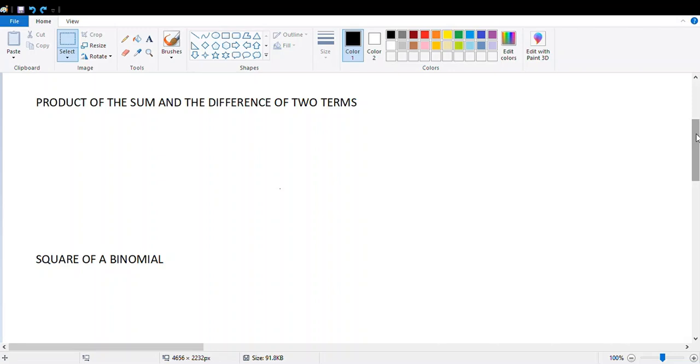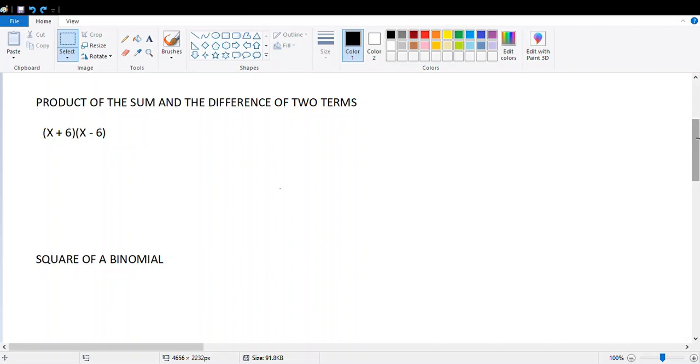Product of the sum and the difference of two terms. This is the example that we are going to use to explain this method: x plus 6 times x minus 6. Hey, be focused on the title of the method. Product of the sum and the difference of two terms. That means that the first mandatory condition is that it's a multiplication between two binomials. Two binomials, first mandatory condition.